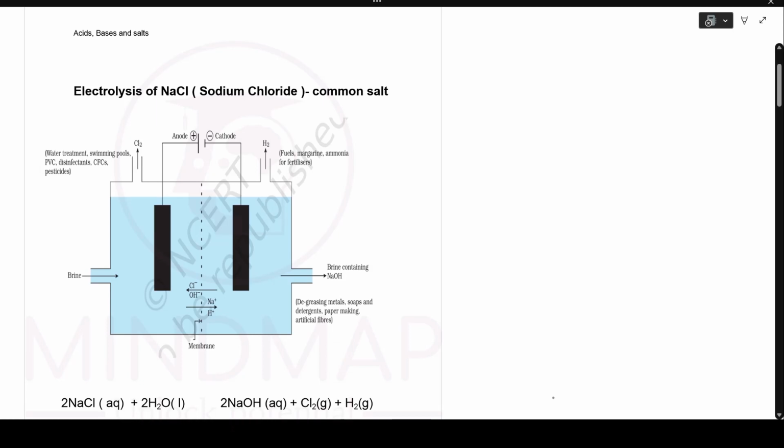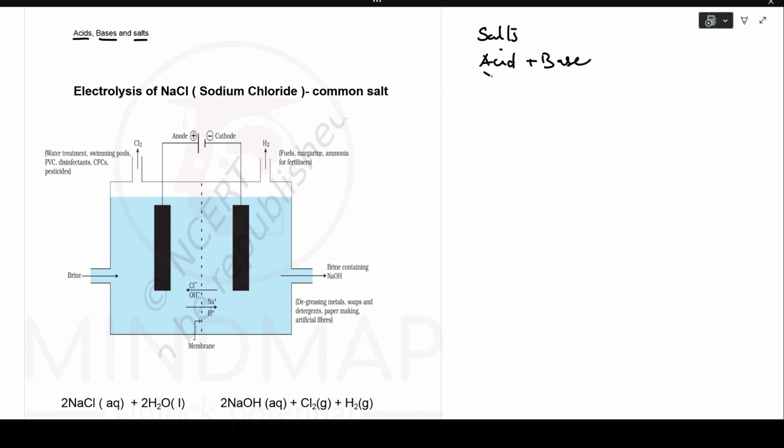Hello everyone. Let's continue our second chapter, acids, bases and salts. In the previous class, we studied how we get salts with the help of acids and bases. When acids and bases react with each other, we get a salt, correct? In the same way, when acids and bases react with metals, we also get salt. When they react with carbonates, when they react with hydrogen carbonates, right? So these are the various methods by which we get salts.